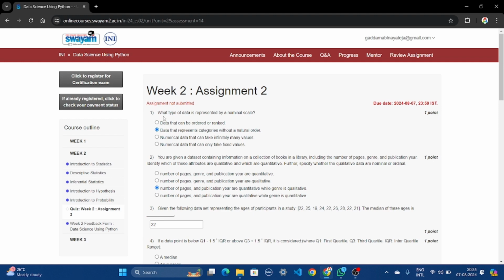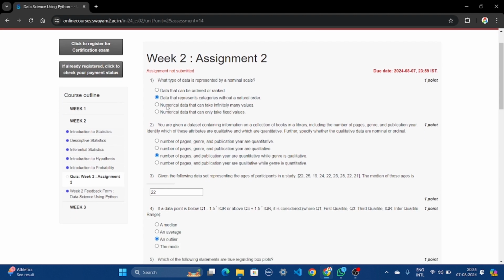First question: what type of data is represented by a nominal scale? The data that represents categories without a natural order is called nominal data. So the correct option will be option B.